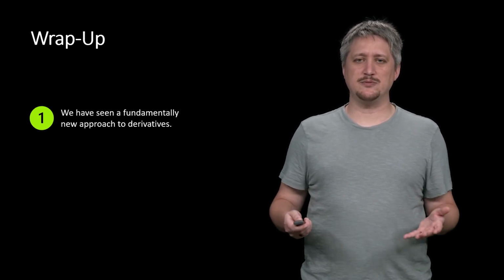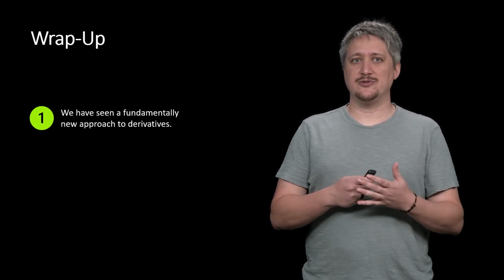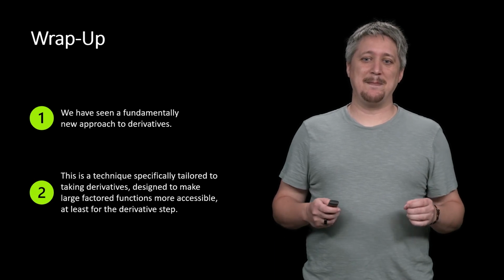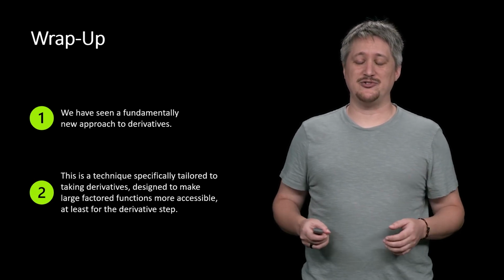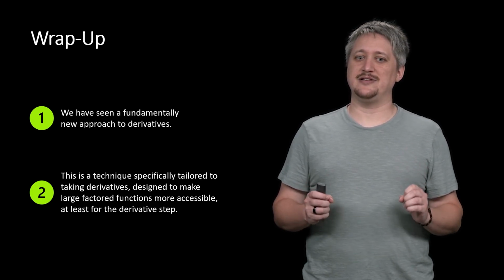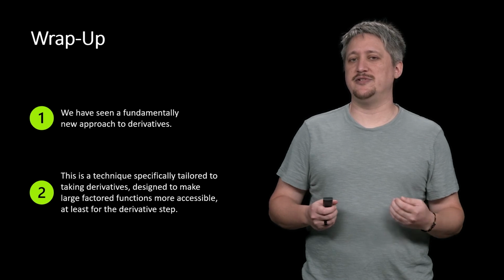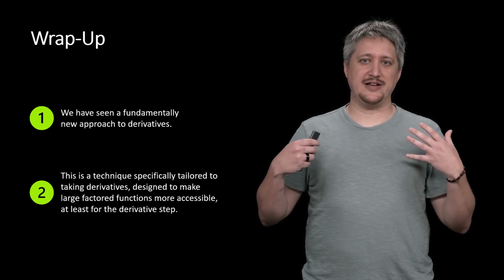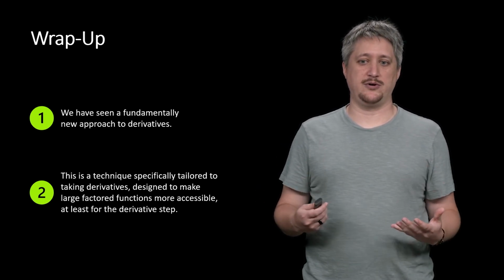So what did we do? We've seen a fundamentally new approach, this approach of introducing a log on both sides and using implicit differentiation in order to do something very potentially miserable in a different way. This technique, logarithmic differentiation, is very specifically tailored to taking derivatives of things that are in a highly compact factored form.